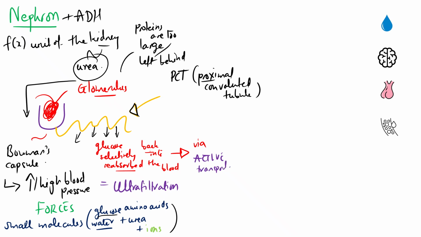Quick fire question. I've got glucose over here. The arrows refer to what? Where am I? If they're going to be transported from the PCT, the third part of the nephron, where are they going to get transported back into? Fantastic. The blood, via what transport? Low to high? Yes, exactly. Via active transport.